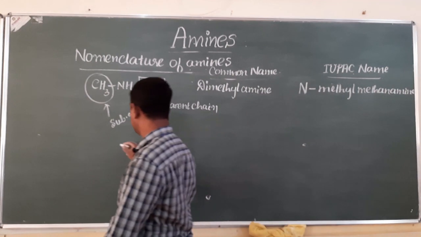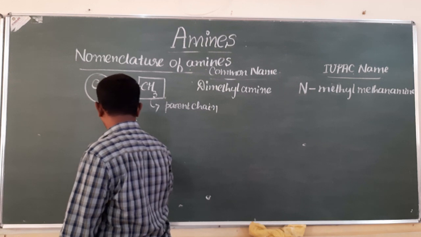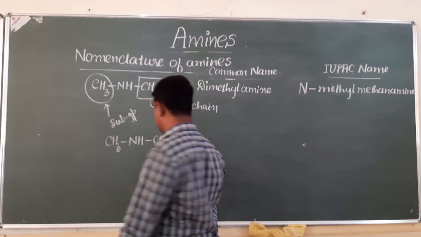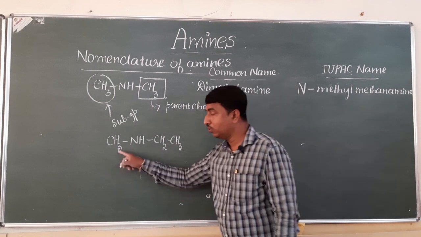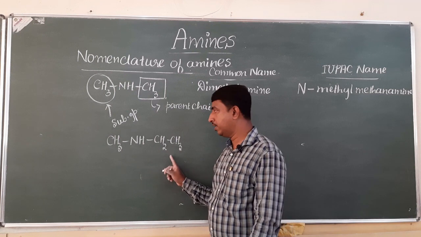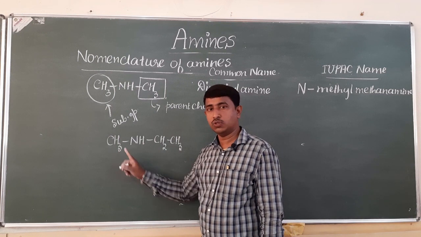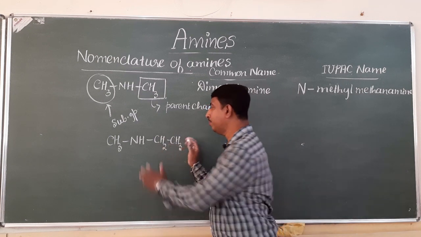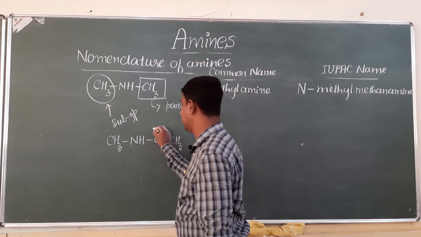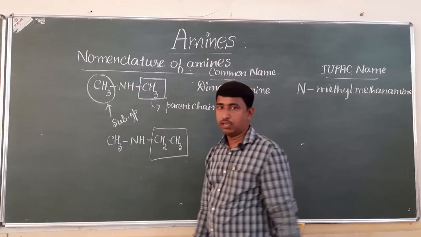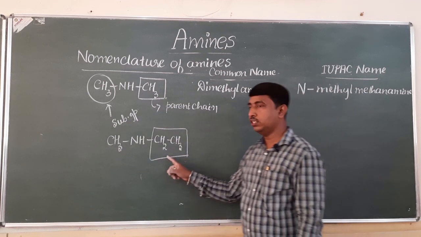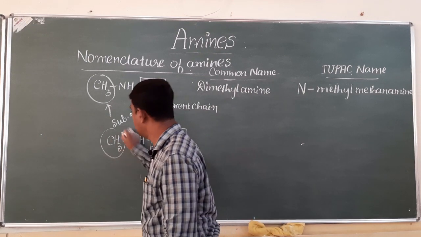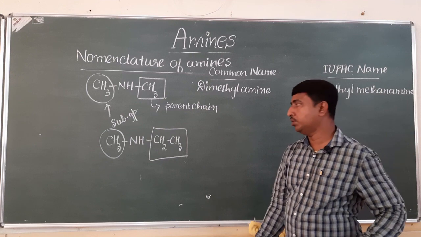I will take some more examples. CH3 NH CH2 CH3. Count the number of carbon atoms on the left hand side and right hand side. On the left hand side there is only one carbon. On the right hand side we have two carbon atoms. So the right hand side is the longest carbon chain, containing two carbon atoms. So this is the parent chain, and this becomes the substituent group.